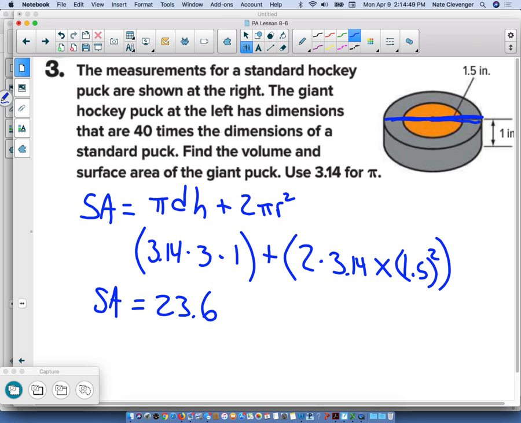You have that in your calculators? 23.5. Yeah. Alright, I'm going to hope that that's right. We'll go with Haley on this. I got the same answers.